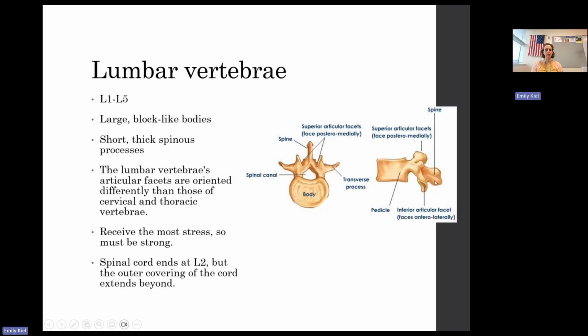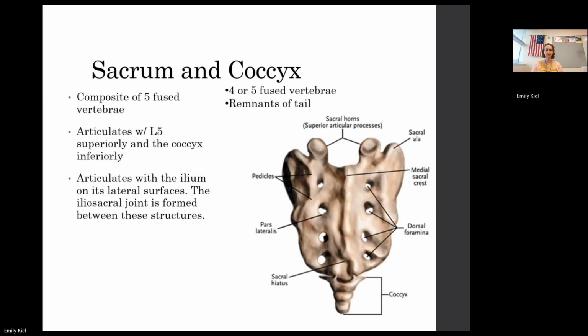The articular facets are oriented differently. So we can see those here. And they receive a lot of stress, so they have to be extra strong. The spinal cord ends at L2, but we've still got covering beyond that because there are nerves that continue beyond where just the spinal cord ends.